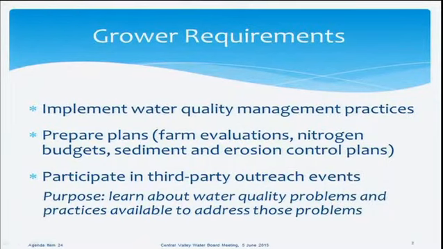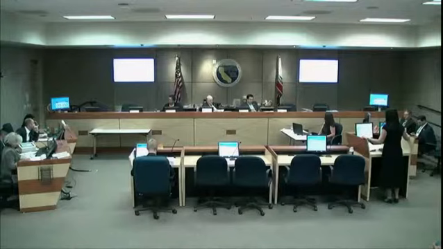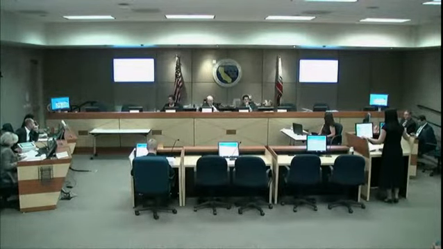Growers regulated by the board's Irrigated Lands Regulatory Program are required to implement management practices to protect water quality. To identify necessary practices, growers are required to prepare farm plans, including farm evaluation, nitrogen management, and sediment and erosion control plans. Growers are also required to participate in coalition outreach events if they have parcels in high vulnerability areas. Outreach events are an important element of the Irrigated Lands program. The events are where growers learn about water quality problems and management practices available to address those problems.